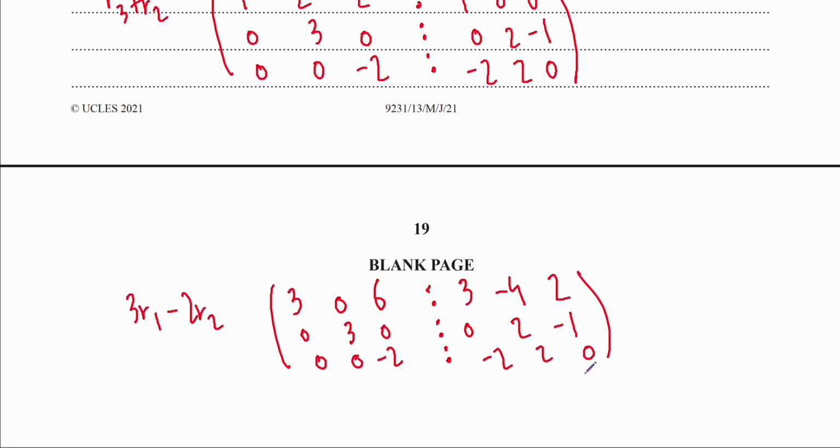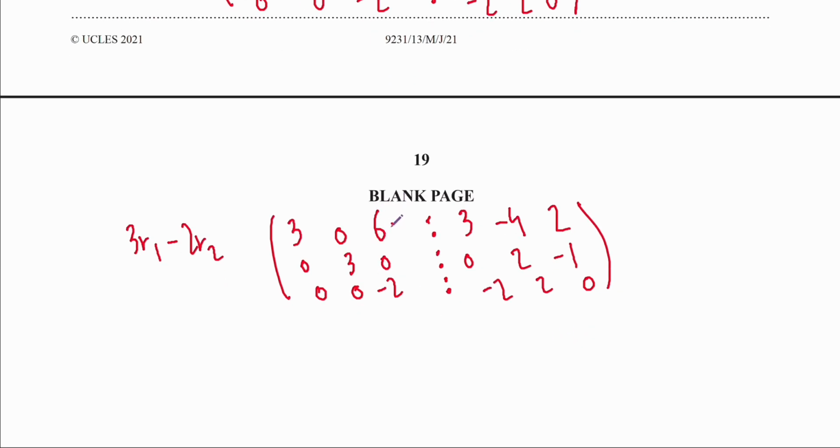Okay, we're just one step away. Or I guess 2 steps away. We need to get this to 0 and then we need to get the diagonals to 1, 1, and 1. So what do I do now? Well, let me just make sure we're good so far. We have 3, minus 4, and 2. We have 0, 2, minus 1, minus 2, 2, 0.